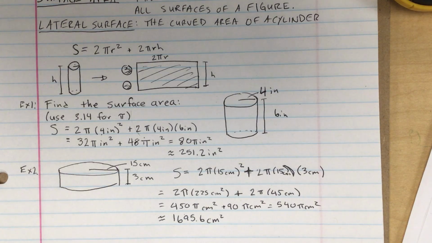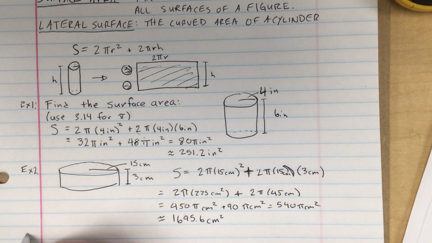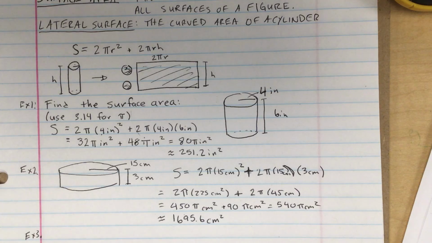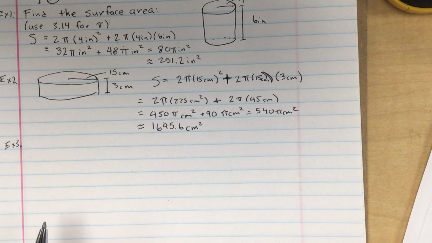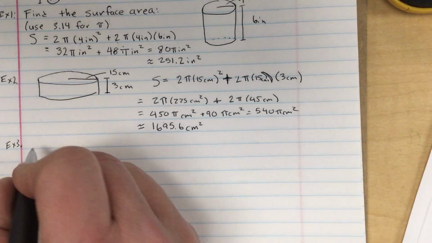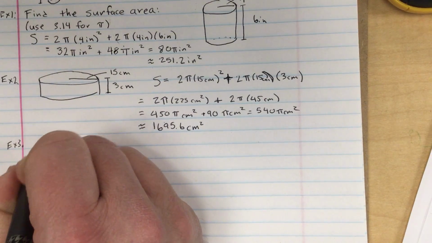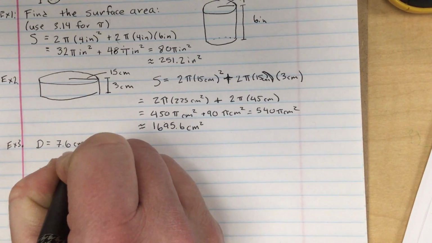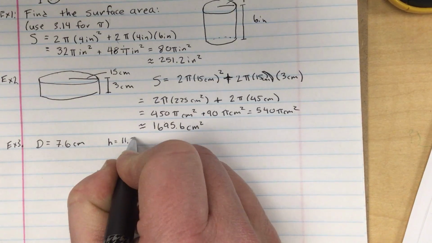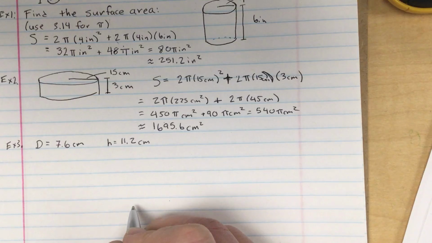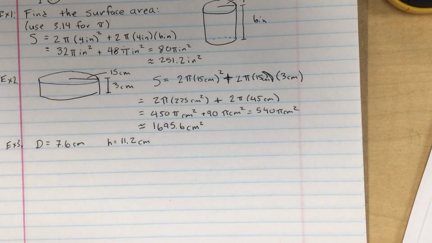Okay. So the next one, I'm going to read it off. If you paid attention in class, you got the notes on this, and so you were able to see what the problem was. But it's talking about a cylindrical soup can. Okay. And so I'm going to give you the critical information. The cylindrical soup can is 7.6 centimeters in diameter. So our diameter equals 7.6 centimeters. And it's 11.2 centimeters tall. So our height is 11.2 centimeters tall.